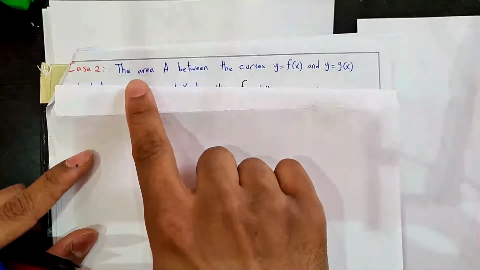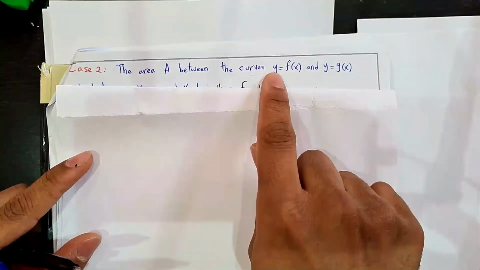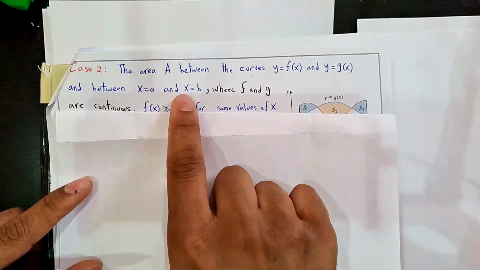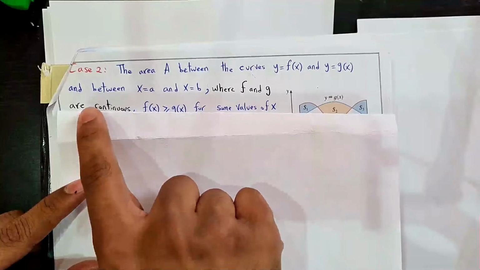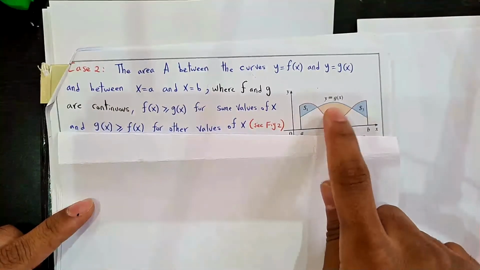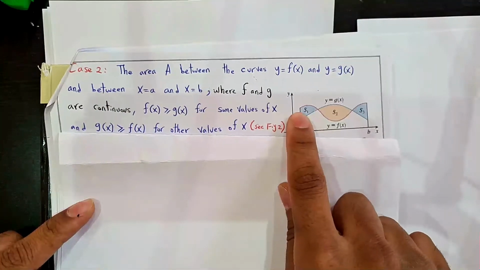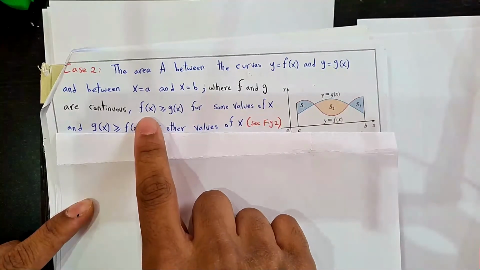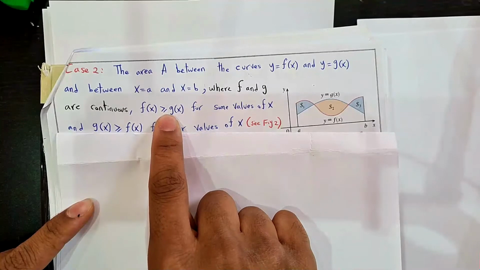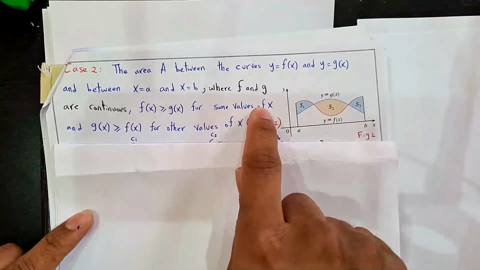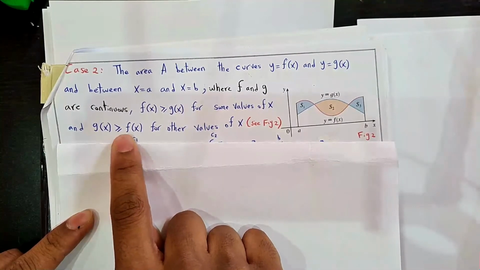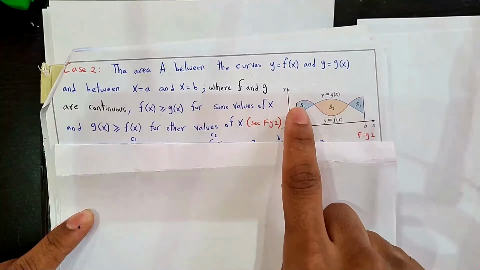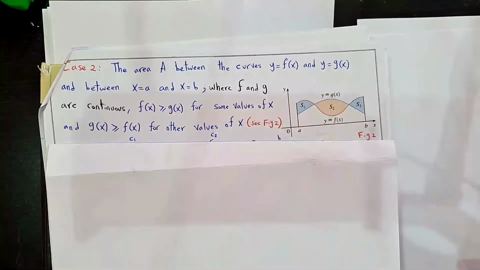Case 2, the area A between the curves y equal f of x and y equal g of x, and between x equal to a and x equal to b, where f and g are continuous. See this figure, there is f, there is g, and we closed by x equal to a and x equal to b. He said here, f greater than or equal g for some values of x, and g greater than or equal f for other values of x. That means sometimes f above g, sometimes g above f.